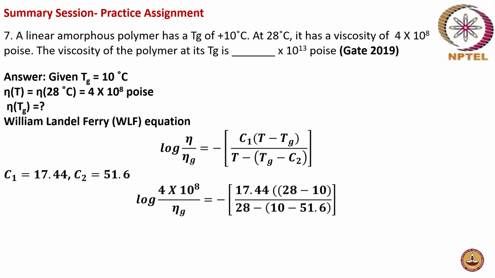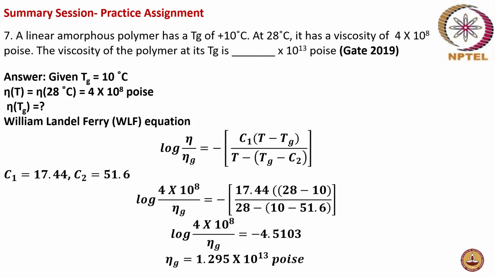Another thing is that here you're using the temperature in degree centigrade itself. Why do you think that is? Because you're just using the temperature difference. Whether it is Kelvin or degree centigrade, the difference is going to be the same. Once you incorporate it, you will end up with the viscosity at glass transition of 1.295 into 10 power 13 poise. Next.